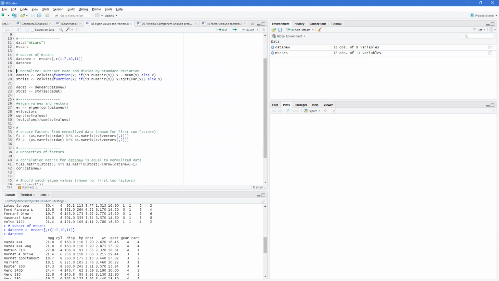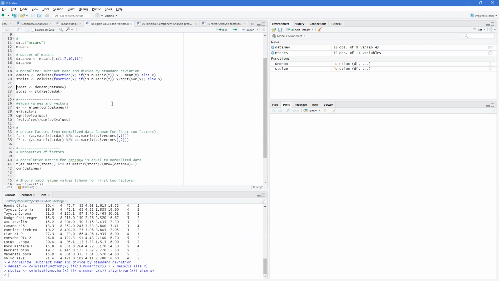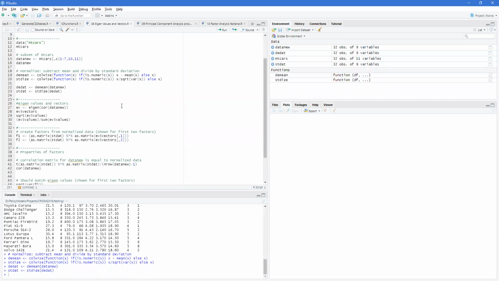Now the next thing I'm going to do is generate two functions. One will demean the data, so it'll take the mean and subtract it. The other one will standardize it, divide it by the square root. And this is to essentially turn all the series into things that are centered at 0 and with unit variance. So we can take our data new and we can make st data, which is going to be a standardized data set.